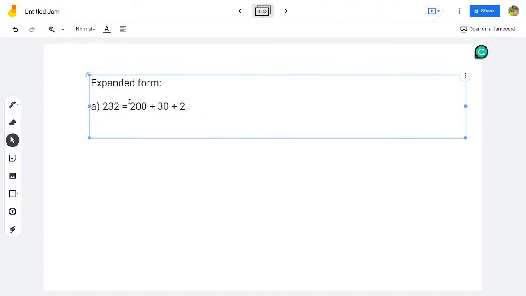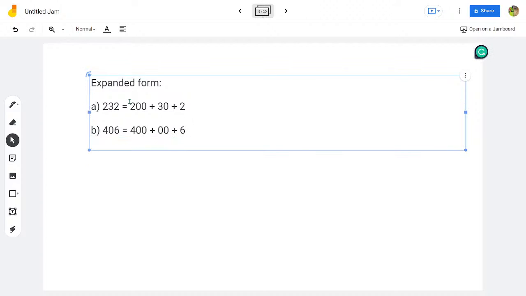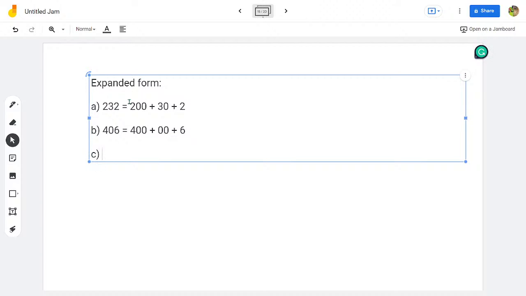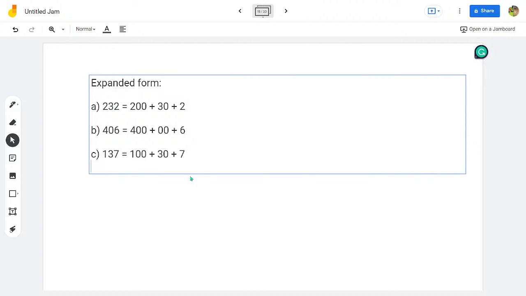Now let's try writing another 3-digit number. Let's say we have 406. If I tried writing this as an expanded form, it would be 400 add 00 add 6. This is the expanded form. Let's say we have another number 137. We would write that in the expanded form as 100 add 30 add 7. This is how we write it. So these are a few the expanded notations of these numbers.